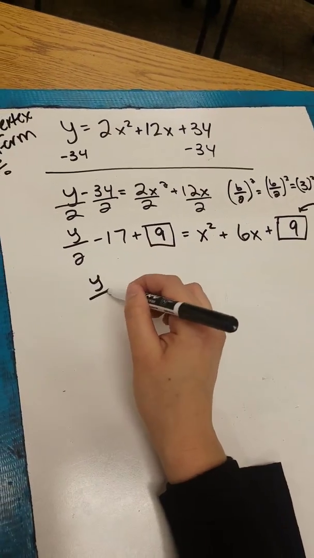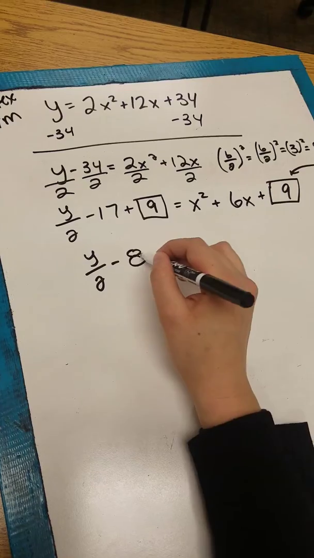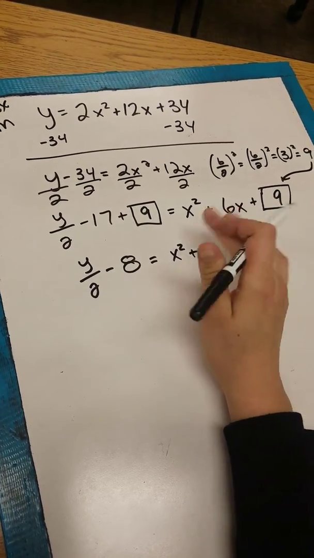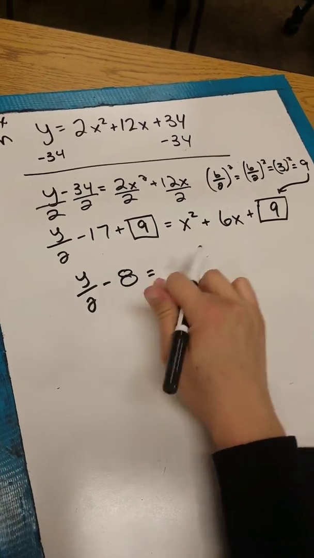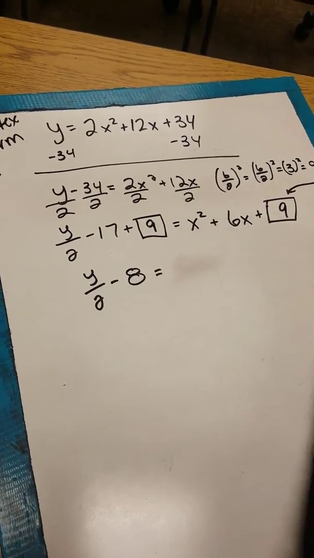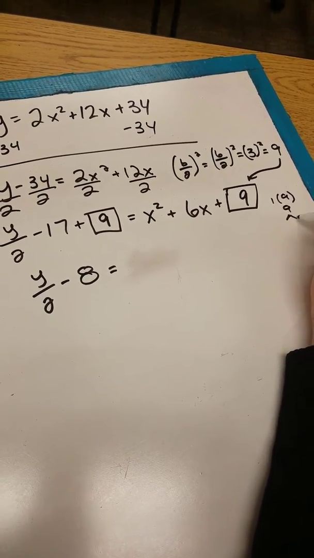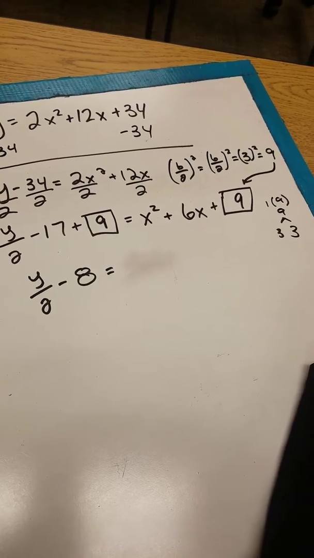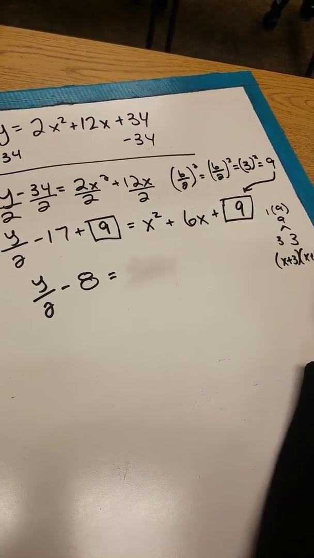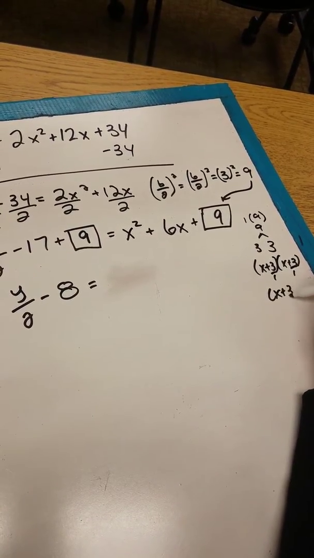Okay, so we have y over 2 minus 8 equals x squared plus 6x plus 9, which we can factor to save us one step. So this factors into, if you think about a times c, 1 times 9 is 9, factors of 9 that add to 6 are 3 and 3. So we have x plus 3, divide by 1, which is our a value, to get x plus 3 and x plus 3.